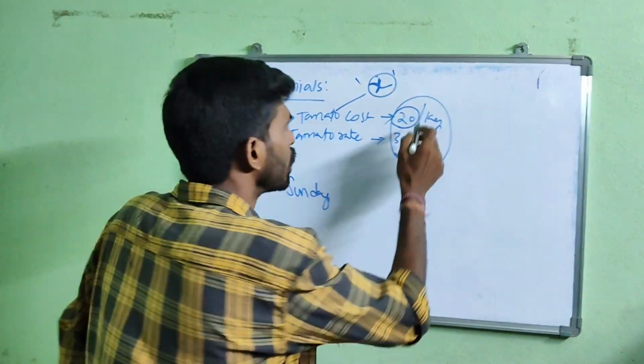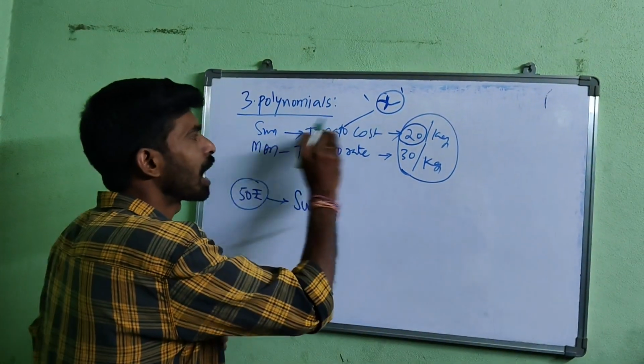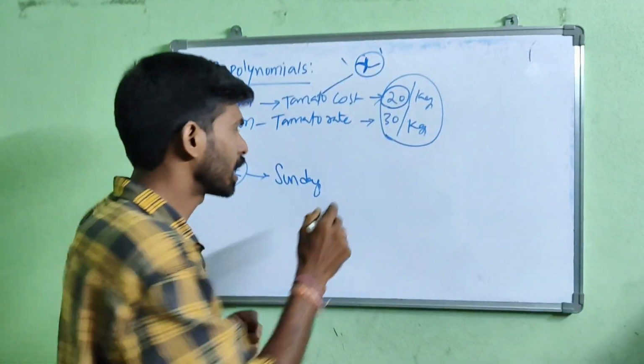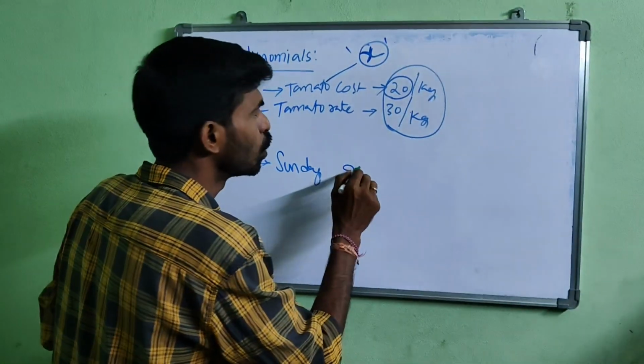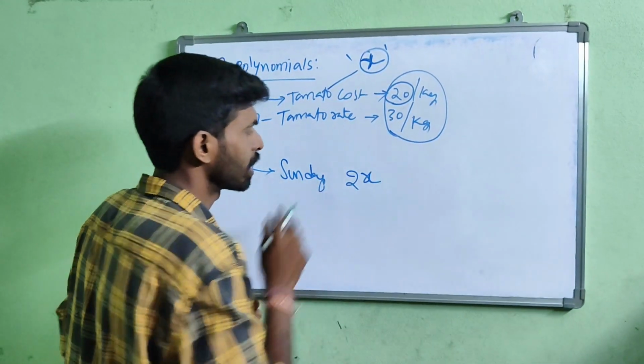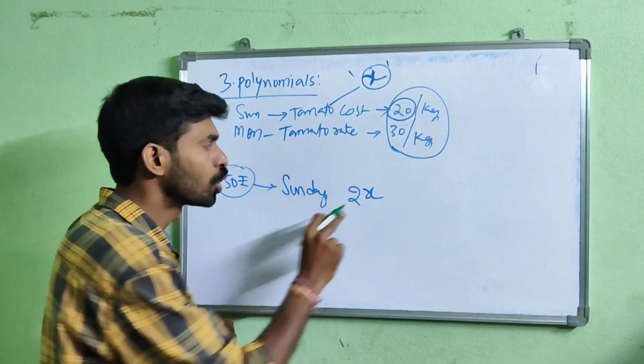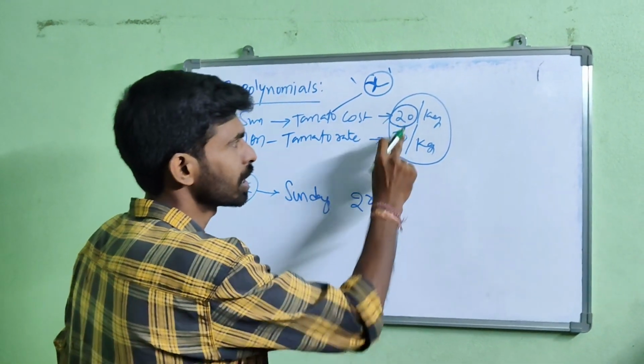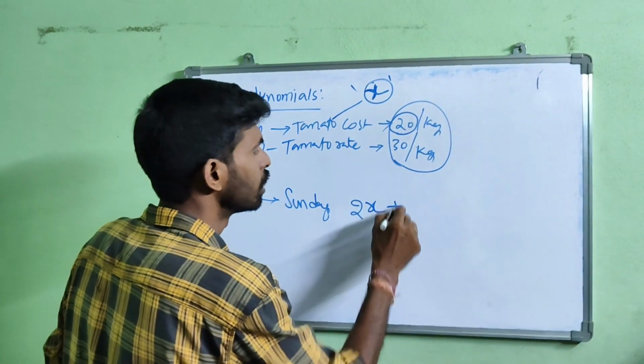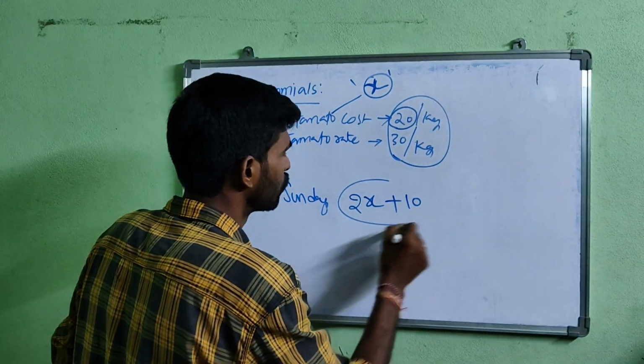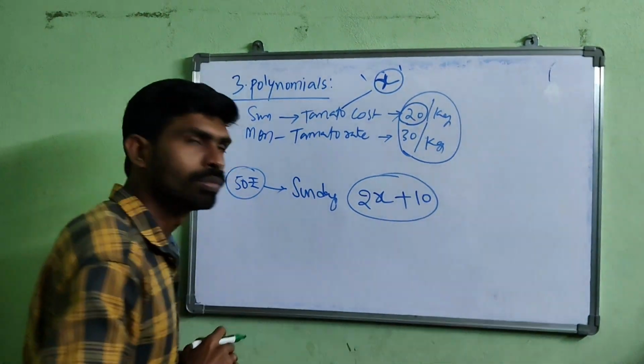So that 2 kgs we get. On Sunday, 2 kgs I can buy, that is the tomato cost for 2 kgs, 2x. 2x, 2 kgs means 40 rupees. What is the remaining? 10 rupees is the remaining. This is the total 50.